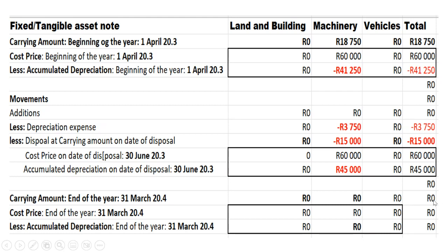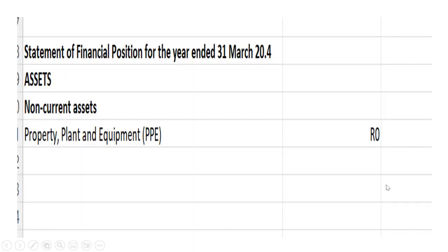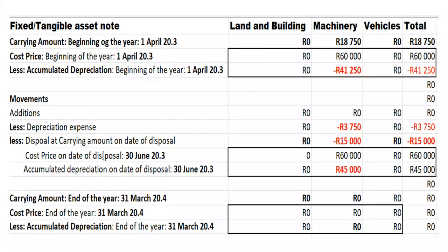This is the 0 that we're going to go and disclose where in our statement of financial position as for our property, plant and equipment. You were required to do that. So this is our statement of financial position for the year ended 31st March 20.0. Under assets, you go to non-current assets. That's where we disclose property, plant and equipment. And the answer is 0 because we don't have any property, plant and equipment in this example.